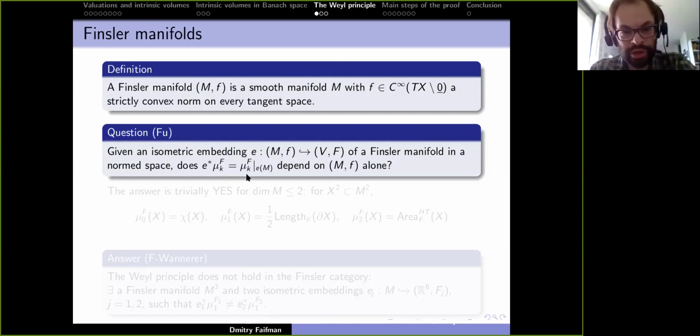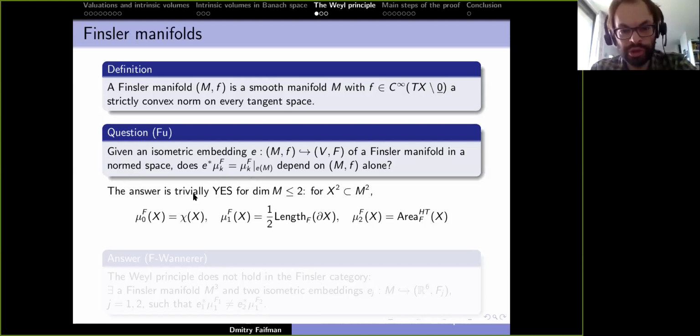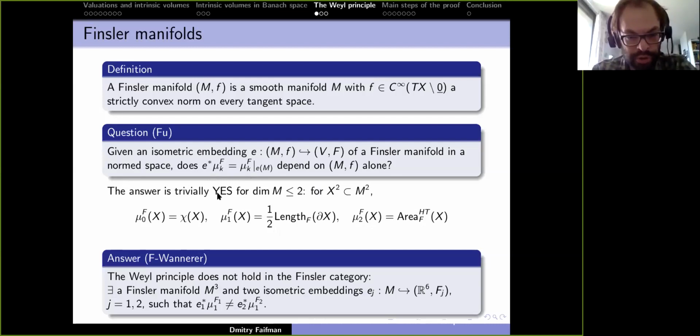And in some cases, the answer is a trivial yes. For instance, if your manifold is a surface, then you can just write explicitly what those things are, and they are clearly intrinsic. Zero is again the Euler characteristic. The first one would be just the length of the boundary of the set, and the second one would be the area of a subset, clearly intrinsic. But in general, the answer is no. That's our result with Thomas.